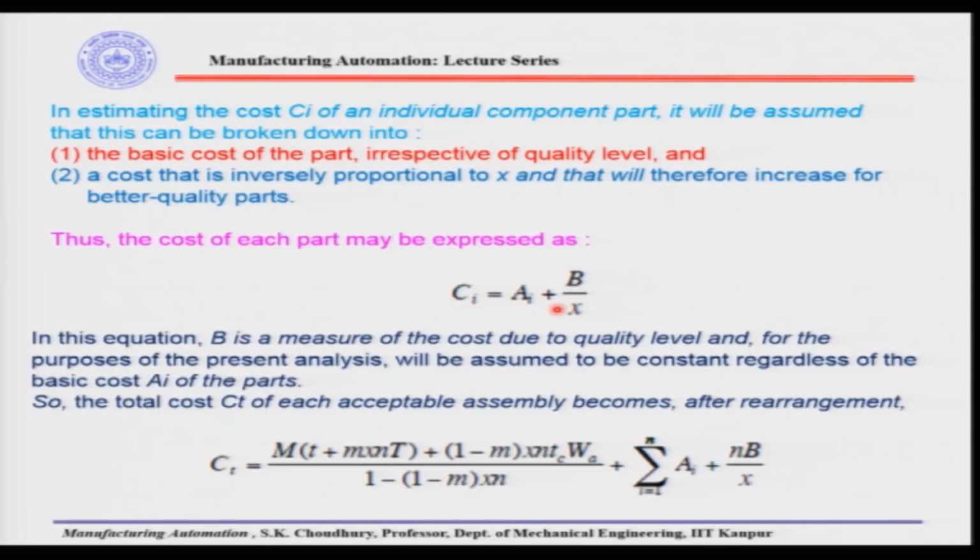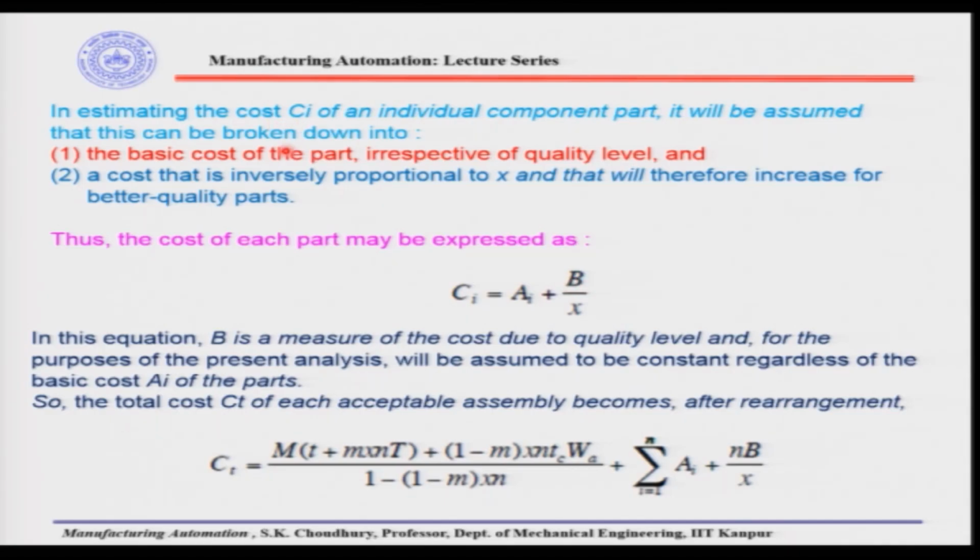Thus, the cost of each part may be expressed as C_i is equal to A_i plus B by x. A_i is the fixed cost, that is the raw material, and B by x means that it will be inversely proportional to x. If x is more, that means C_i is less. So, therefore, it is inversely proportional, and B is the measure of the cost due to quality level, and for the purpose of the present analysis it will be assumed to be constant. This B will be assumed to be constant.